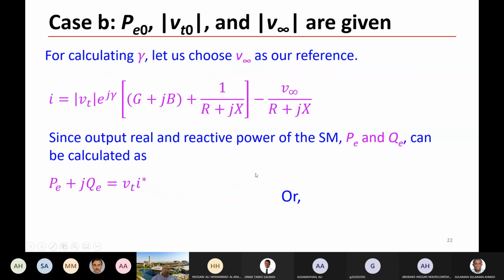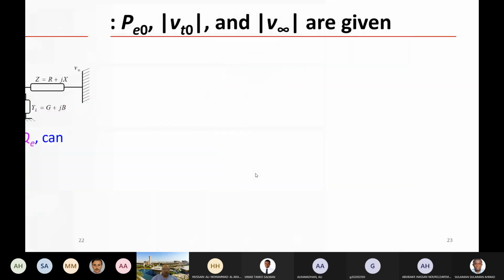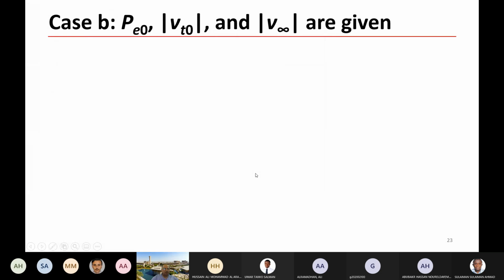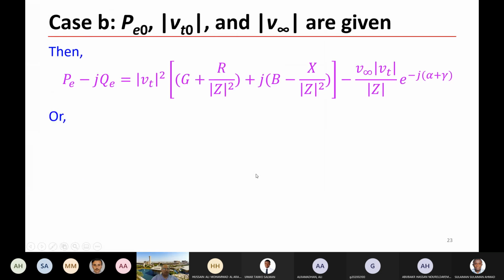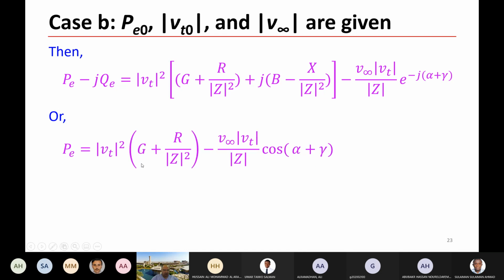You can assume, this of course we did it before. You can expand this, and you can replace the current by its component, or in terms of Vt. So you have such equation. So in this case, you can write Ve equal to this.